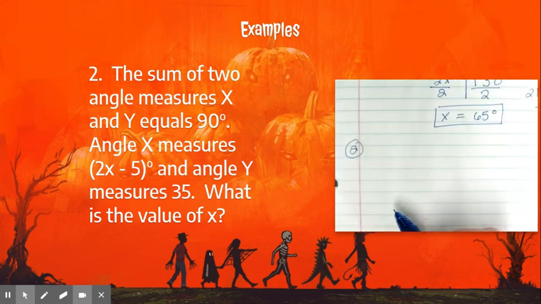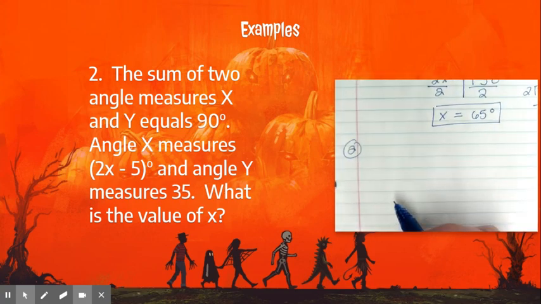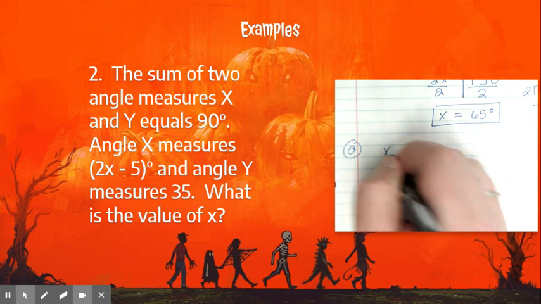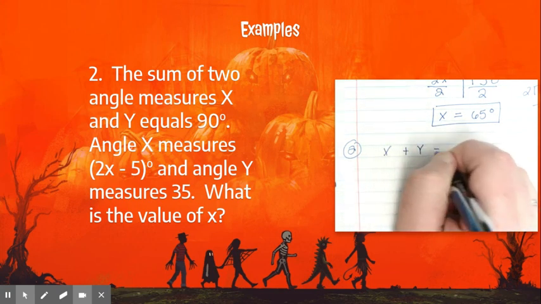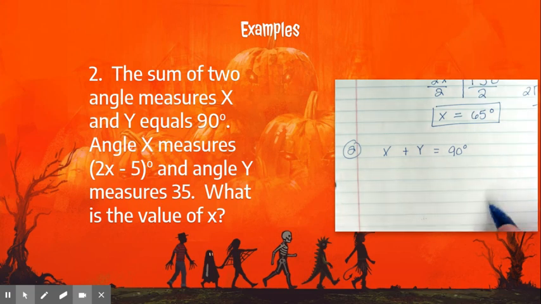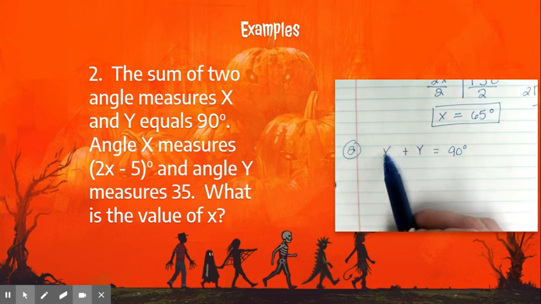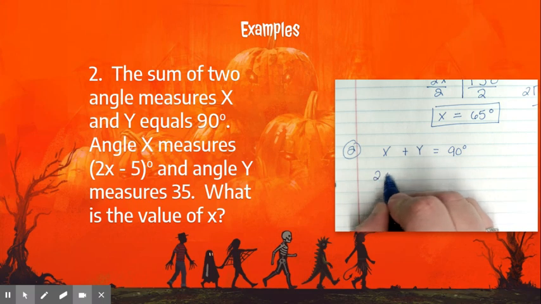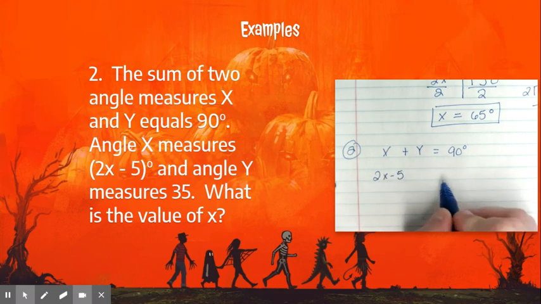The sum of two angle measures x and y equals 90 degrees. So x plus y equals 90 degrees, because sum means we're adding them together. Angle x is going to be 2x minus 5, so I'm going to put 2x minus 5 for angle x.